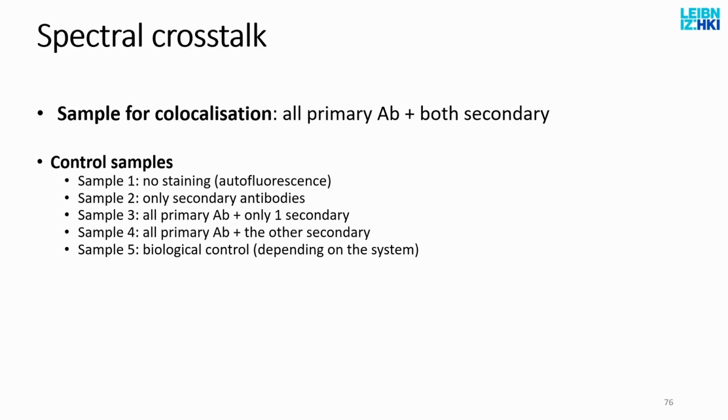It's just an example with only two different labels. These are the images that you must have. You have to have an autofluorescence image because you never know. Some samples are really bright already, and you must compensate for that. Then you get the various combinations of primaries and secondaries, and the various wavelengths.